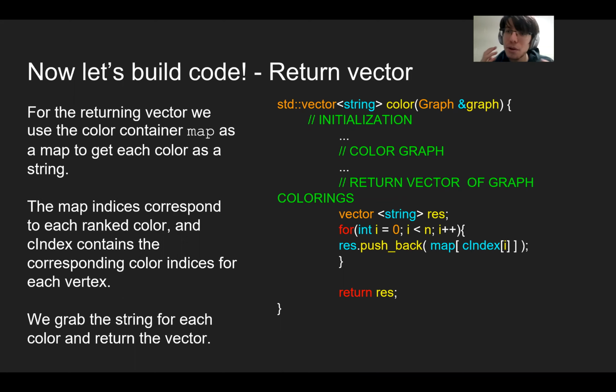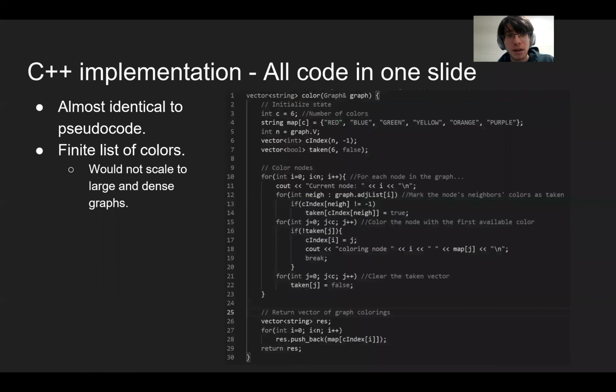Yeah, that's how we'd write the code. And so that's how we go through the coding steps. And that's it. And that's all. So that is the greedy approach. And this is the entire C++ implementation. So it's basically pseudocode.